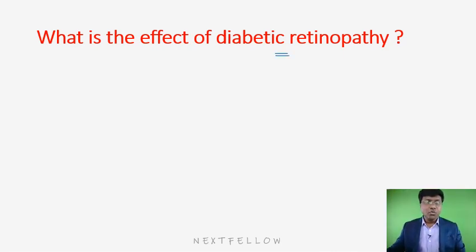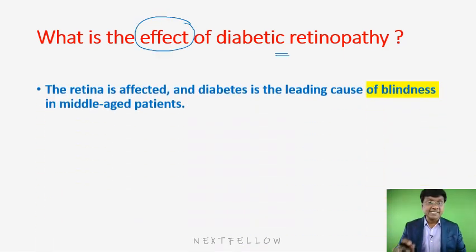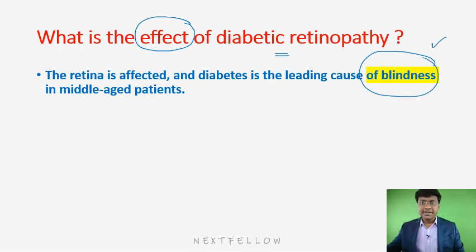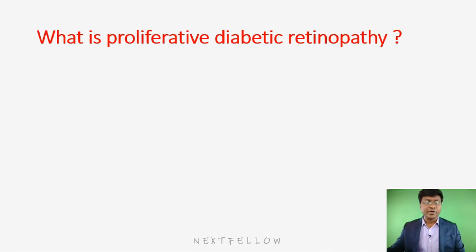The question is, what is the effect of diabetic retinopathy? Let me tell you, as an end effect of diabetic retinopathy, if it is not detected in early stages, the individual will develop blindness, okay? And the next important point is that diabetic retinopathy is of two forms. One is proliferative diabetic retinopathy and the other is non-proliferative diabetic retinopathy.